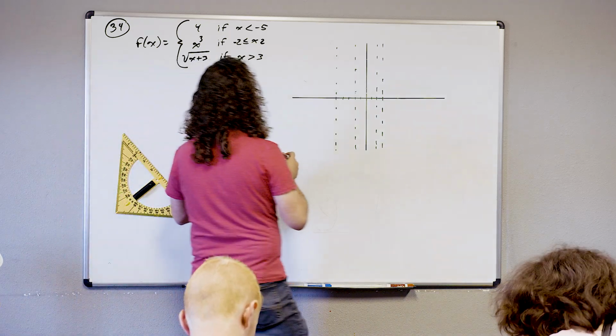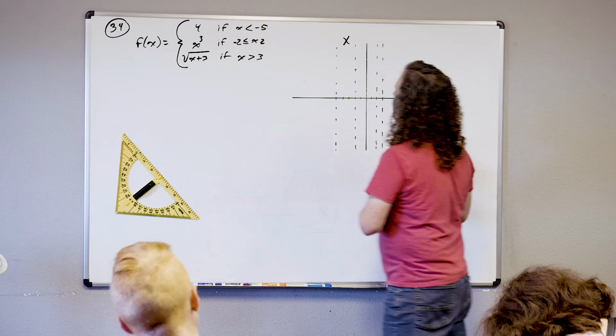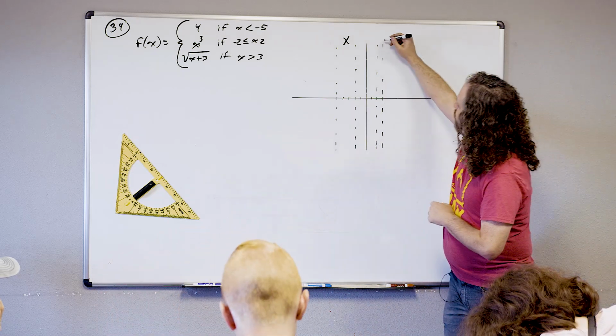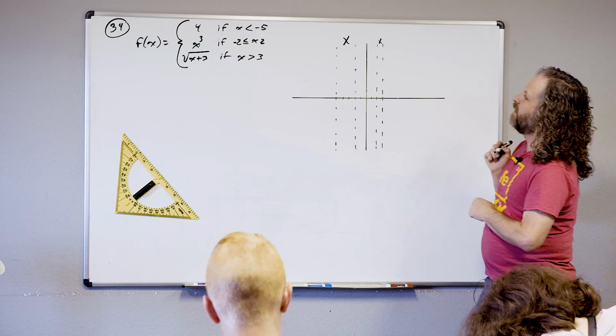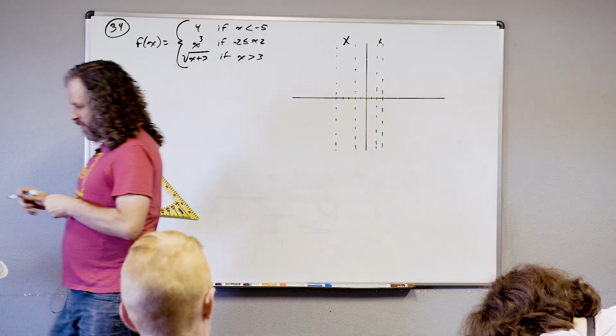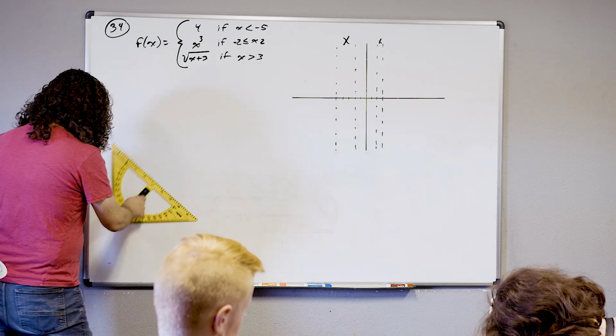-2, -4. So between here and here, there's not going to be a graph. And 2 and 3. And then there's not going to be a graph right there, right? Because there's no definition in there. Okay, we'll do this to the side. Let's throw in something else.